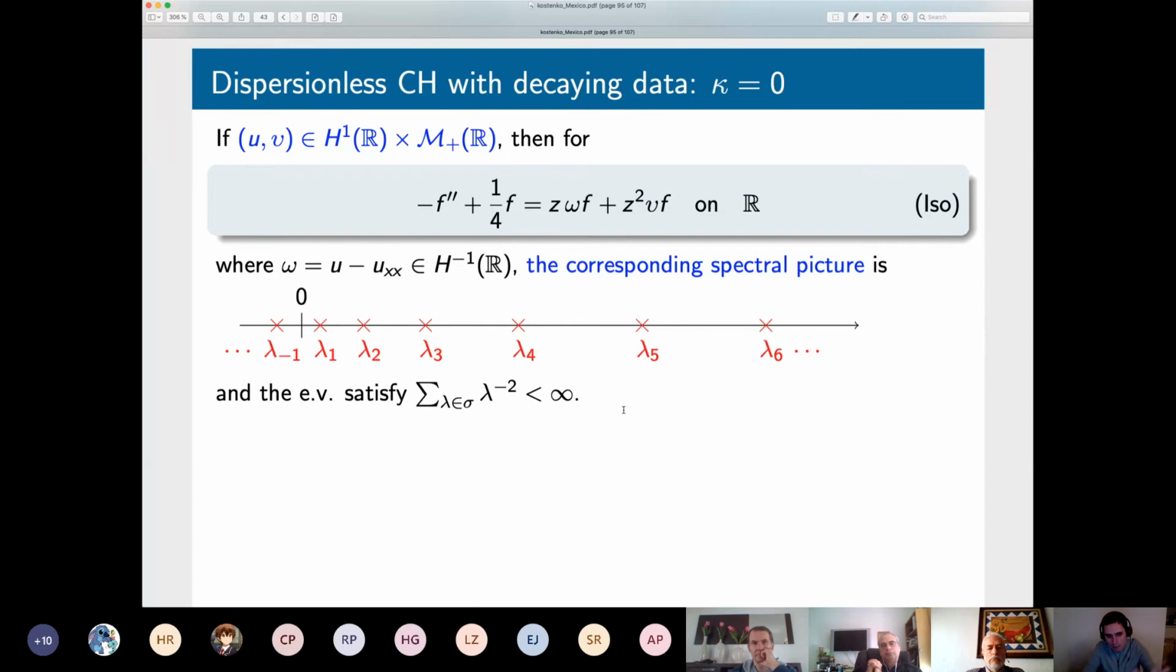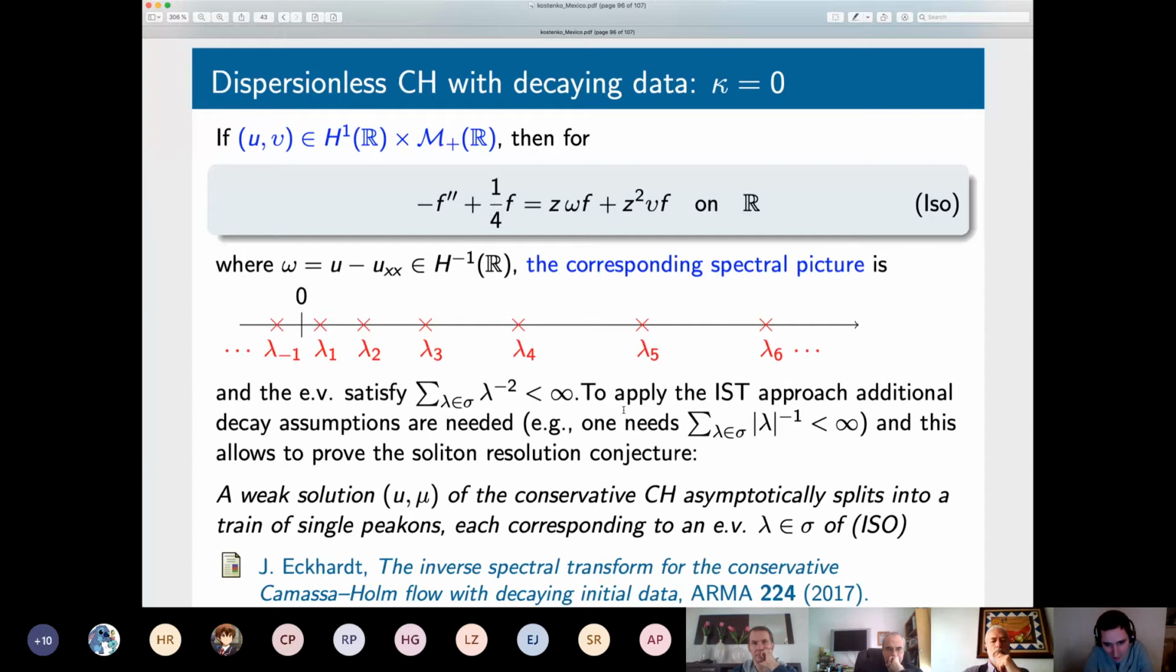Unfortunately, it's hard to apply the inverse scattering transform approach under this assumption, and there are reasons behind the Brown solution of the inverse problem for canonical systems, because in this case the corresponding determinant is an entire function, but its order is higher than two. So one needs to impose some further assumptions. In particular, it suffices to assume that the inverse is just a trace class operator. And in this case, one indeed can develop the inverse scattering transform approach.